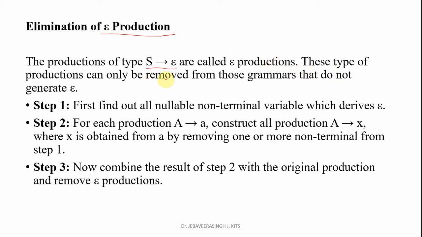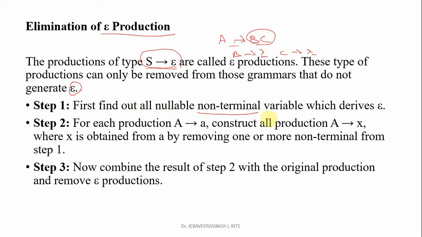These types of productions can only be removed from those grammars that do not generate lambda or epsilon. It is not that you can always remove epsilon production; if the language itself has epsilon as a valid string, then S gives epsilon should be there. But you may identify other nullable variables. What is a nullable variable? Something like this: B gives lambda, C gives lambda, then A can also become nullable, if we substitute lambda for this A. So these are all called nullable variables. Non-terminals are nothing but variables, right?